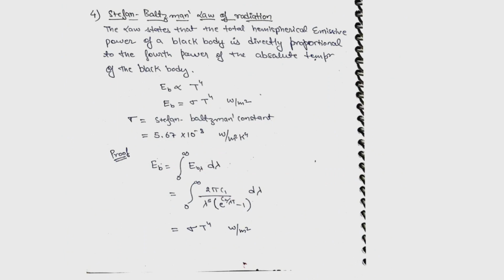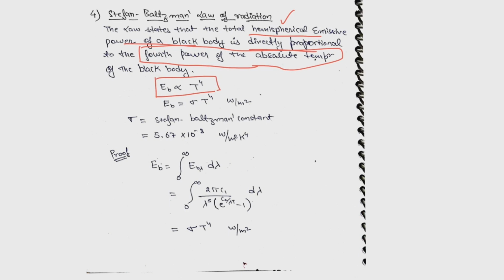Now let us see one more law, which is again derived from Planck's law of thermal radiation, that is Stefan-Boltzmann law of radiation, which states that total hemispherical emissive power of a black body is directly proportional to fourth power of temperature, that is fourth power of absolute temperature of the black body. This is a very important law in thermal radiation. According to Stefan-Boltzmann law of radiation, emissive power of a black body is proportional to fourth power of absolute temperature.